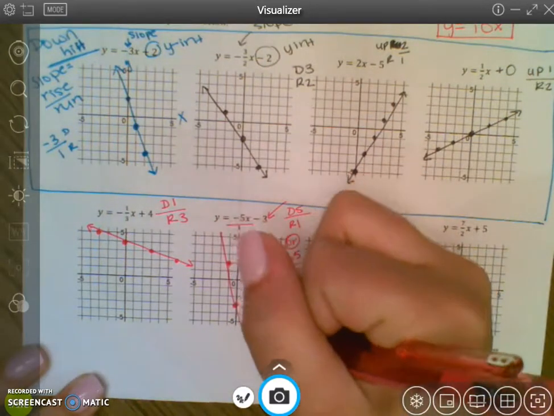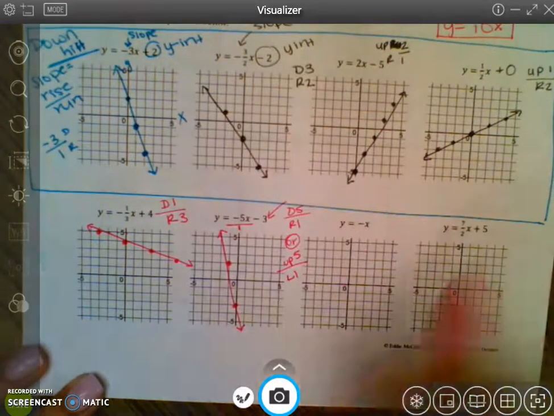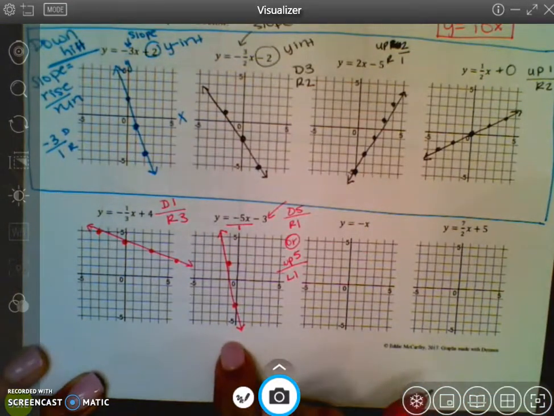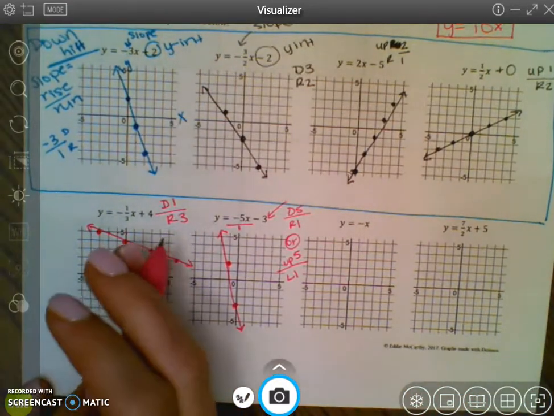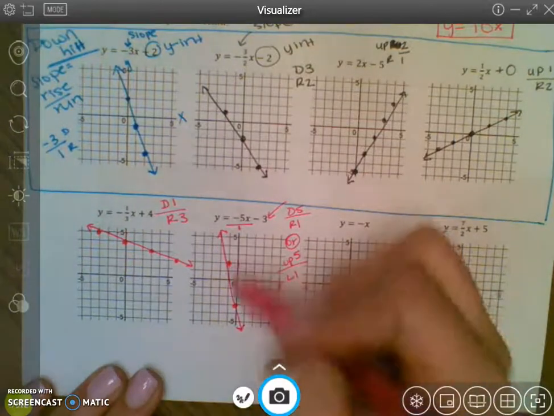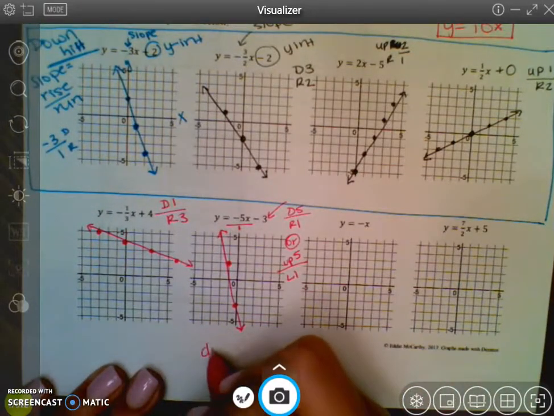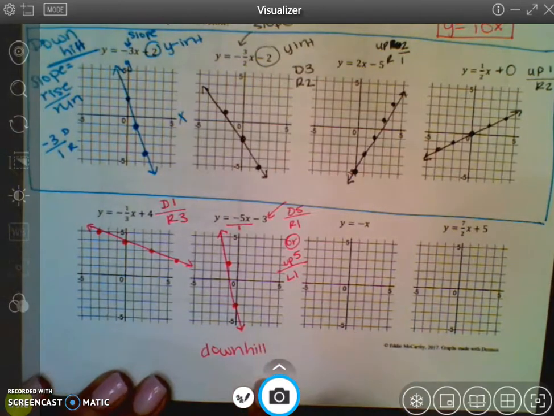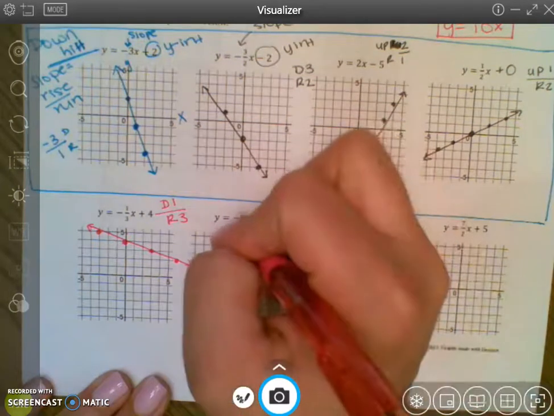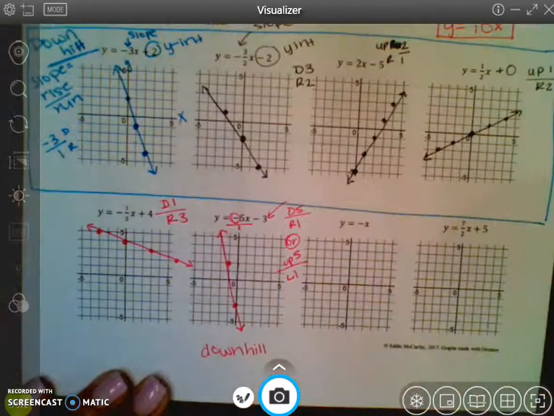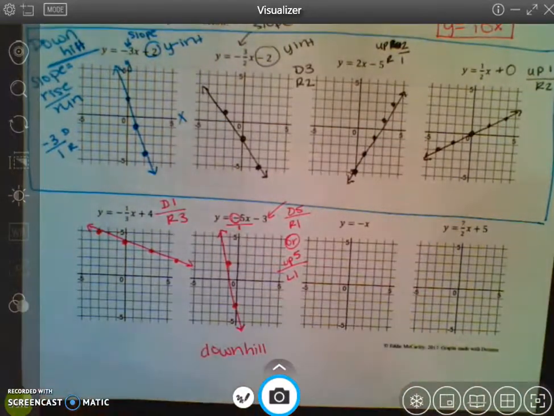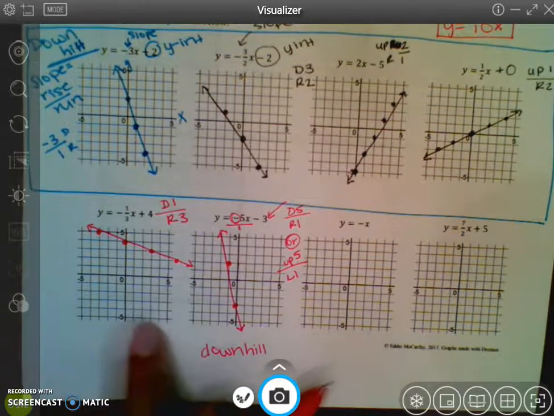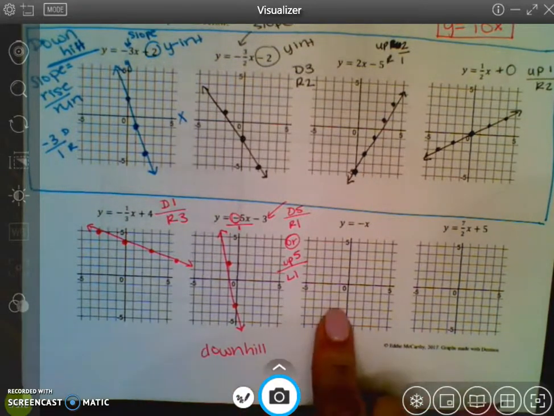Okay, when I connect my dots, it's going downhill. Remember, you read the graph from left to right. So this is downhill, and I know it has to be downhill because there's a negative right out front of the equation. So downhill, downhill, downhill, uphill.